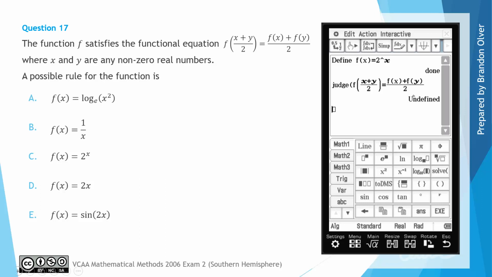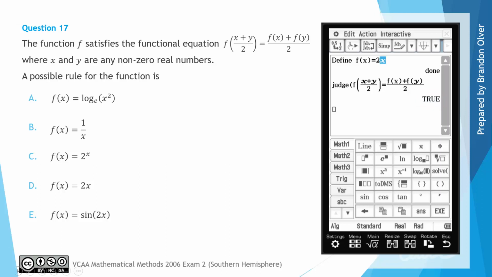So we move on to option D, which is just 2x. When I hit execute now, you can see that the second line was also recalculated, and it's judged this to be true. So that actually means that D is the correct option.